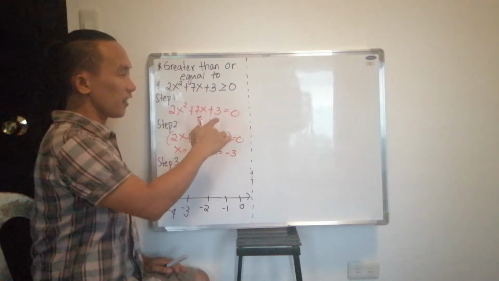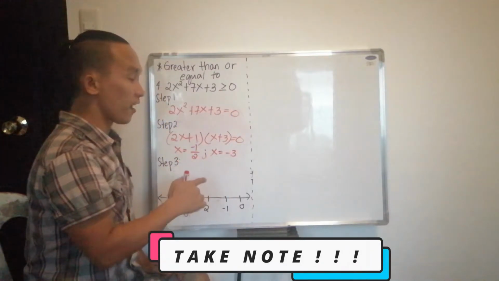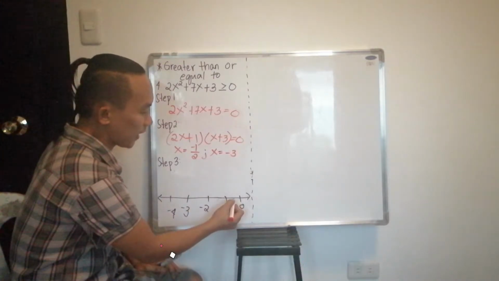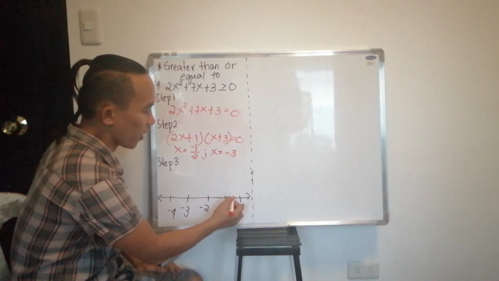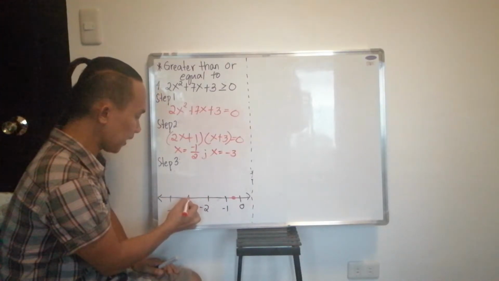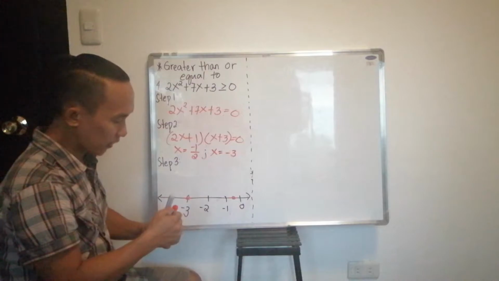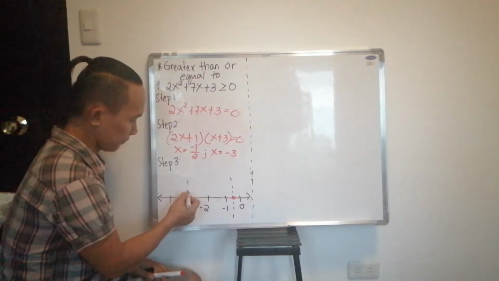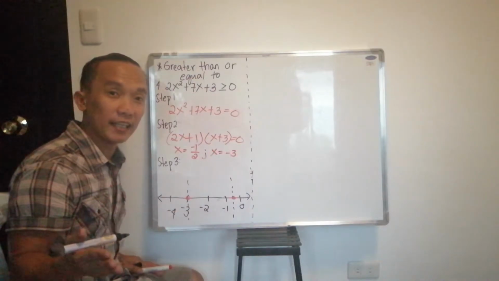After that, since this is a greater than or equal to, our negative 1/2 and negative 3 are part of our solution. So negative 1/2 lies between 0 and negative 1, and for your negative 3, that is here. After that, we put an imaginary boundary as our guide later for our testing.